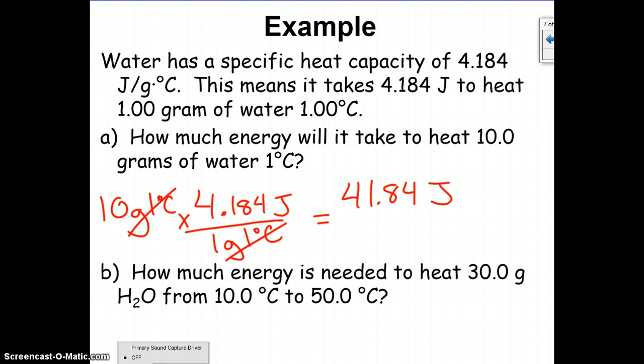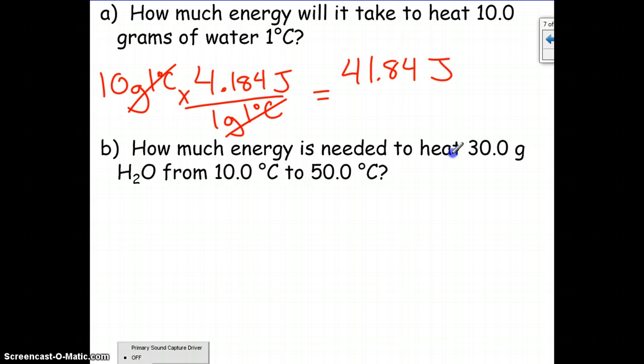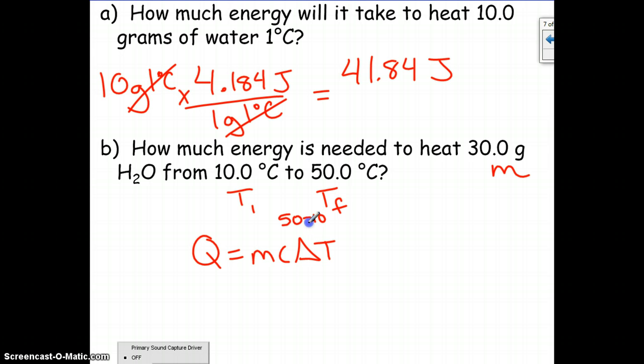Okay, now how much energy is needed to heat 30 grams, so that's a mass, from 10 degrees to 50? So this is the initial and this is the final. So we're going to be using our Q = mCΔT here. ΔT is T final minus T initial, so 50 minus 10 is 40, so there's ΔT. m is the mass, so you got 30.